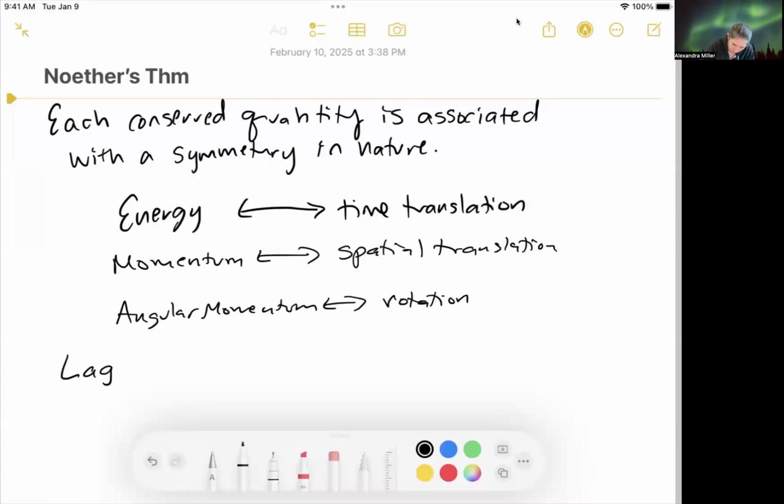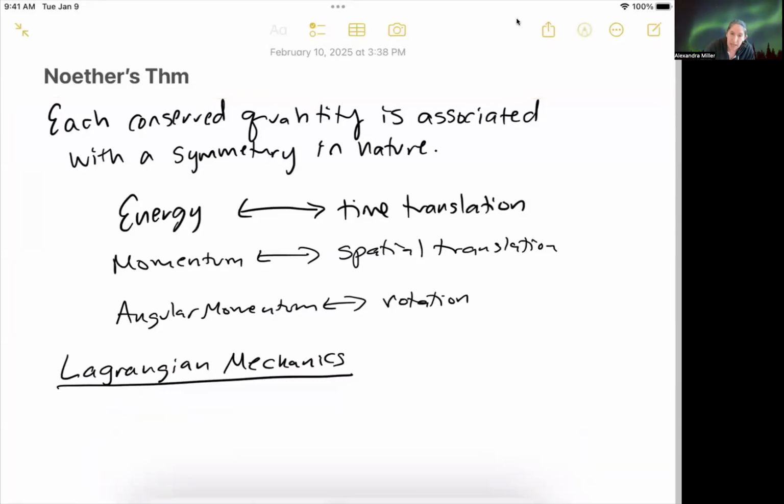So how can we understand Noether's theorem in this context? Well, we want to consider some sort of transformation. So we'll consider an infinitesimal transformation, which is to say a very small one.